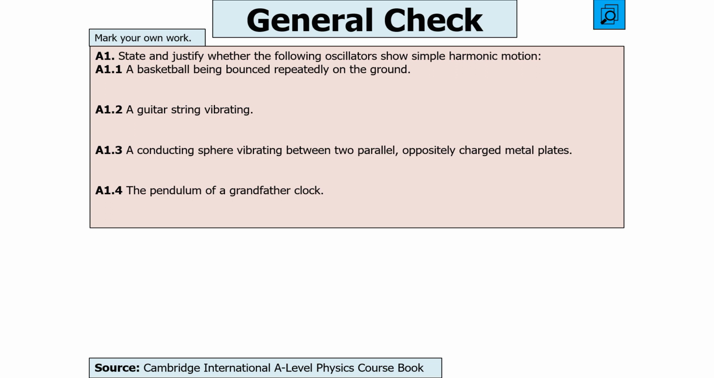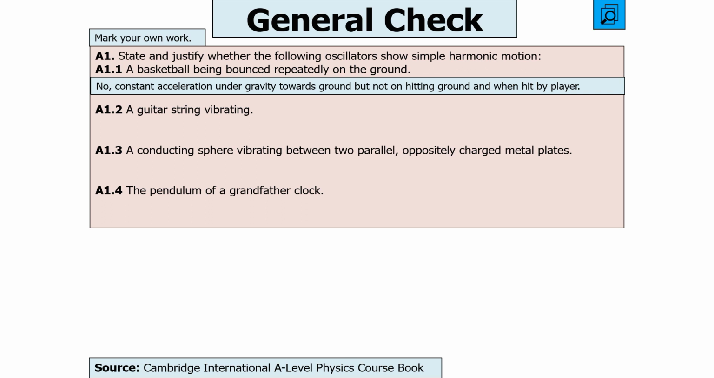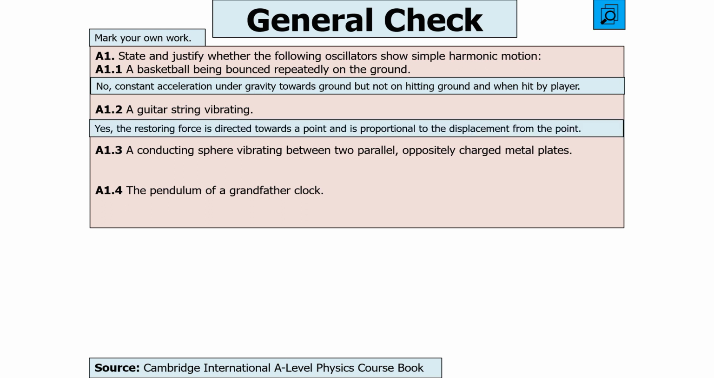Right, in this one, remember what the definition of simple harmonic motion is: the idea that there's a restoring force which acts always towards the center of the oscillation, the equilibrium, and the size of this restoring force is directly proportional to the displacement from the central equilibrium position. The first one is not simple harmonic motion because you've got constant acceleration of gravity towards the ground, but not when it's hitting the ground or when it's hit by the player, so it's not going to follow those rules. The second one, a guitar string vibrating, yes that is, there's always a restoring force towards the equilibrium point and it is proportional to the displacement from that point.